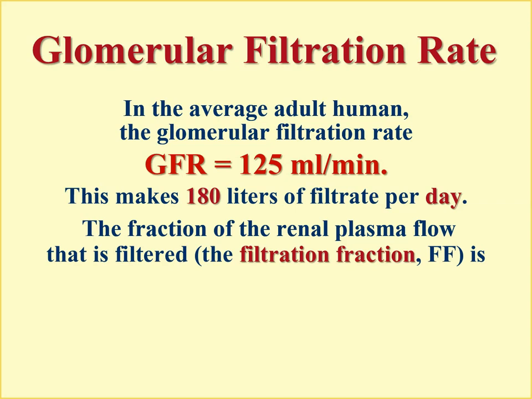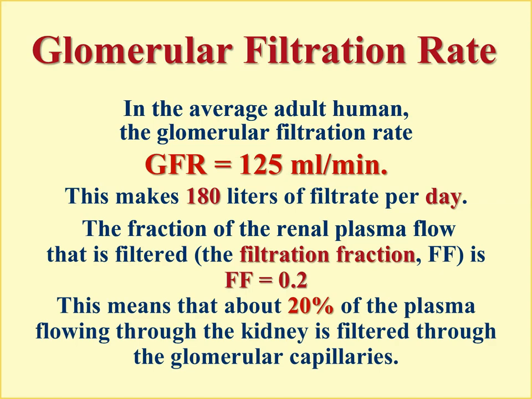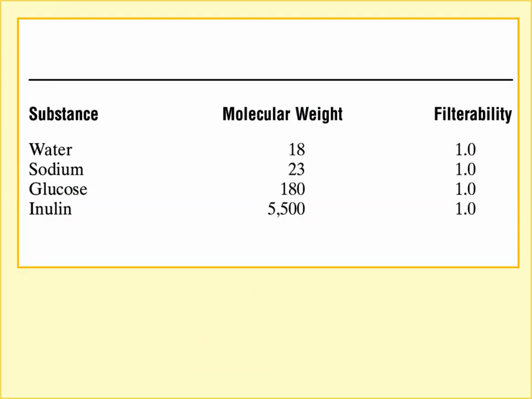The fraction of the renal plasma flow that is filtered, or filtration fraction, is about 0.2. It means, for example, when 1 liter of blood plasma passes through the glomeruli, about 200 milliliters are filtered into Bowman's capsule, and actually 20% of each volume that passes through the kidney. About 20% is filtered from capillaries into the Bowman's capsules of all glomeruli in the kidney.